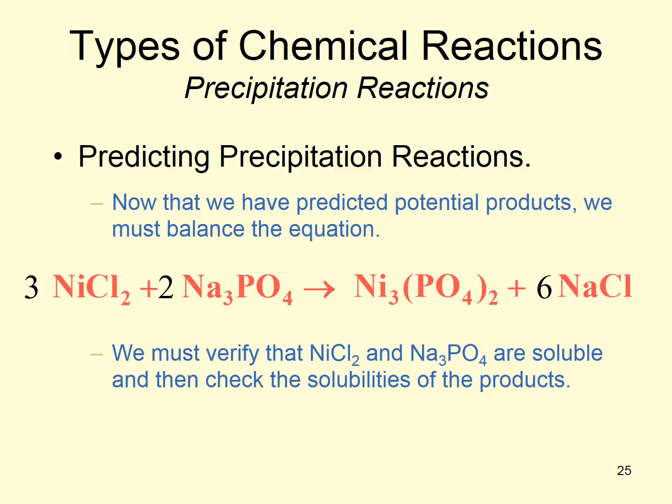Now we need to go through and see what's soluble and what's not soluble. We assumed that the first two were soluble, but let's double check. Most chlorides are soluble, and nickel is not an exception. Everything with sodium is soluble, so Na3PO4 is soluble. On the far right, anything with sodium is soluble, so NaCl is soluble. But most phosphates are not soluble, and nickel is not one of the exceptions, and so nickel phosphate will be the one that is the precipitate.